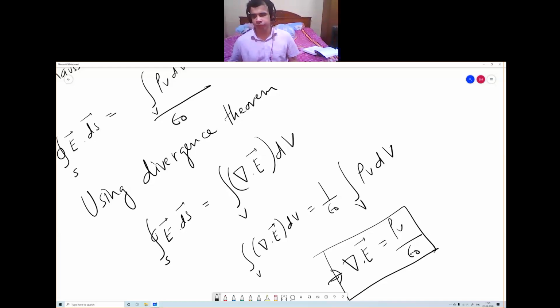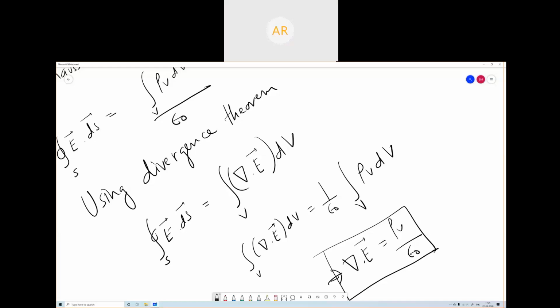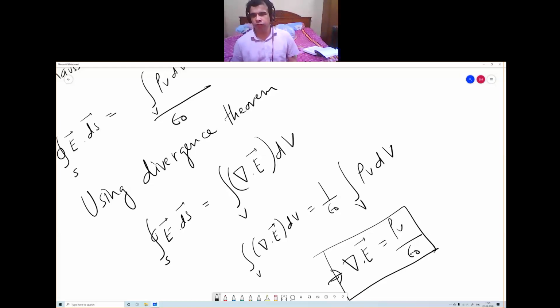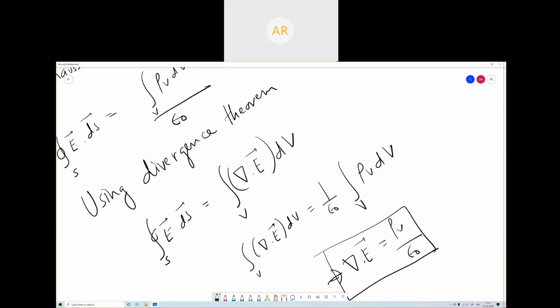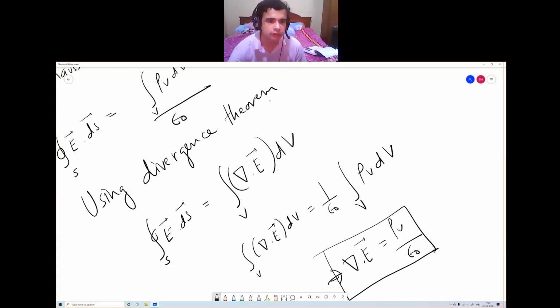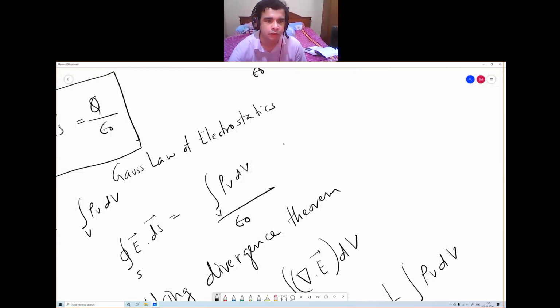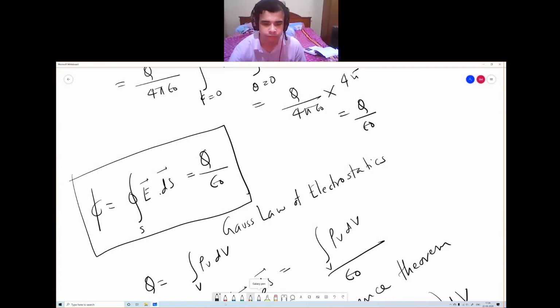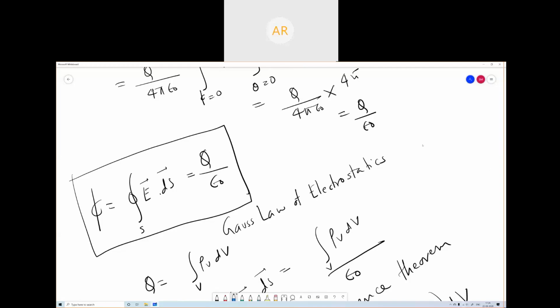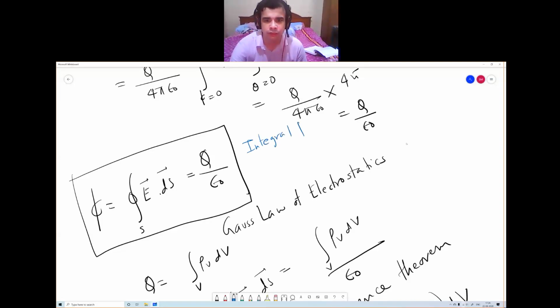Last week, on Monday, we had seen the curl of E, which is 0. This is the divergence of E. This is also another form of Gauss's law. One thing, this is called the integral form of Gauss's law. This is more familiar.